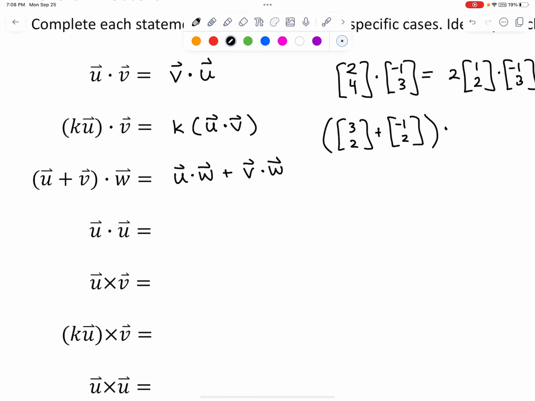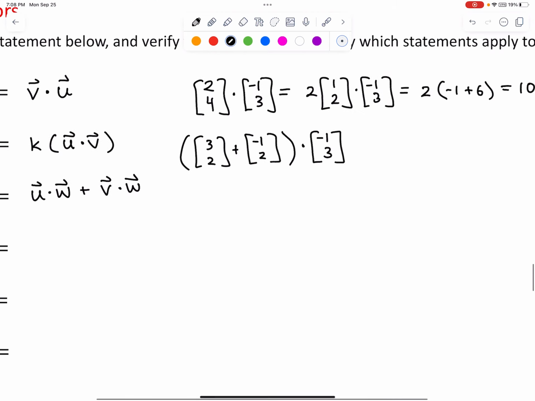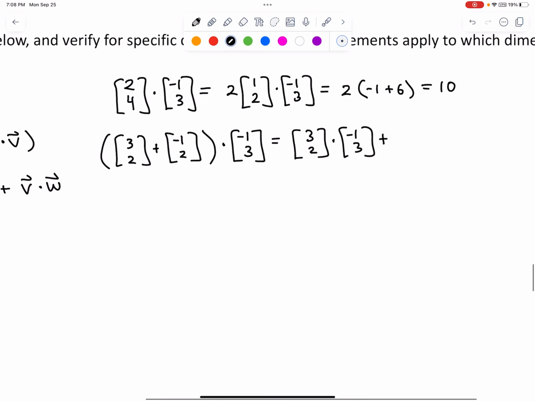And then I'm going to dot this with the vector negative 1, 3. And use this distributive property. So we get the vector 3, 2, dotted with the vector negative 1, 3, and then plus, and then we're going to dot negative 1, 2 with the vector negative 1, 3. And this gives me negative 3 plus 6. So we get 3 for the first dot product, plus, and the other dot product will be positive 1 plus 6, which is 7. And sure enough, we get 10 again.